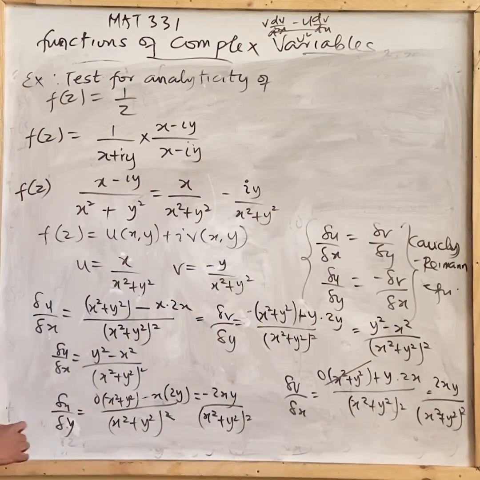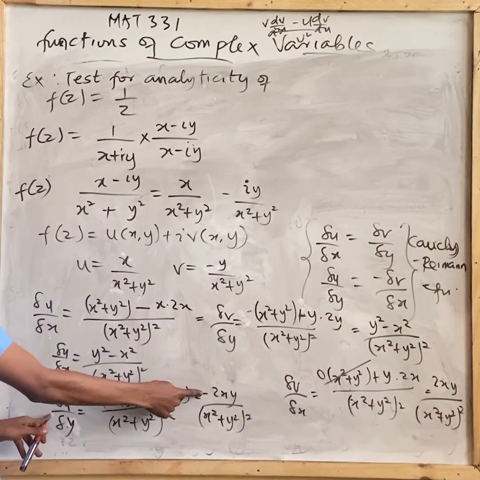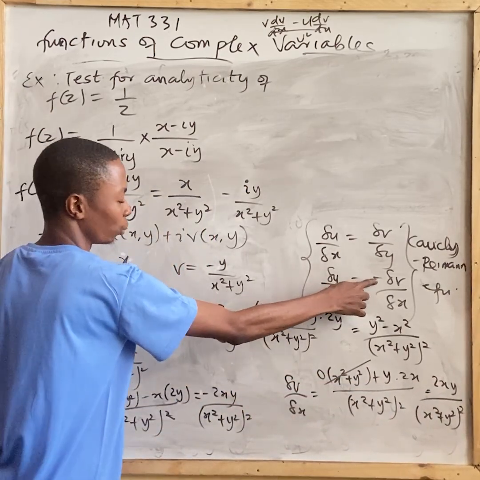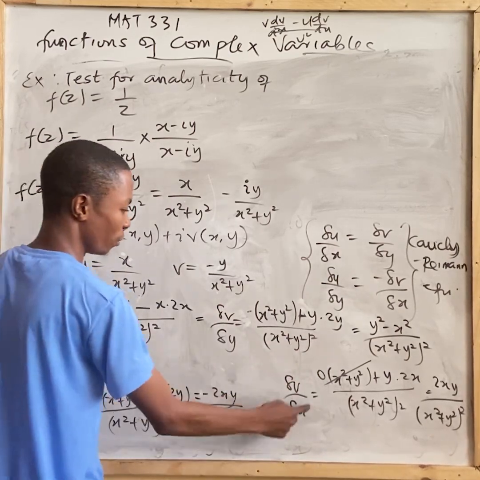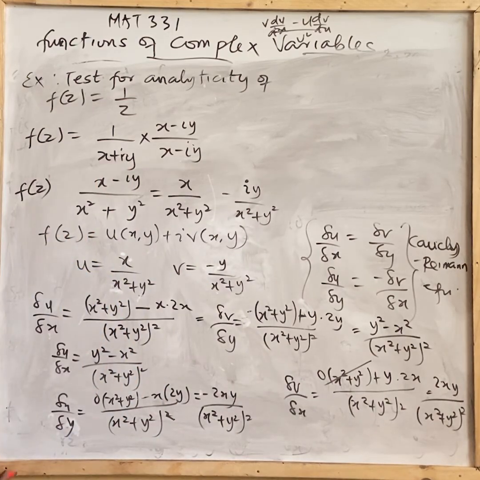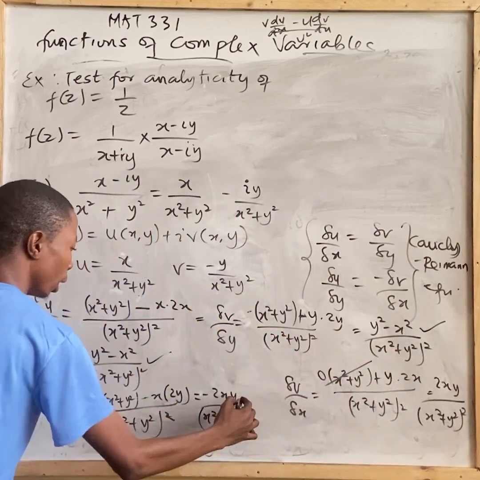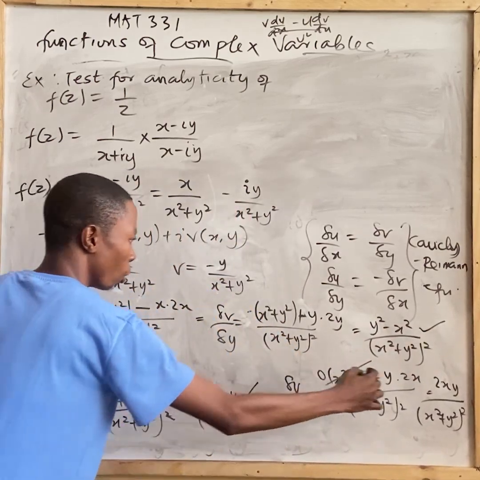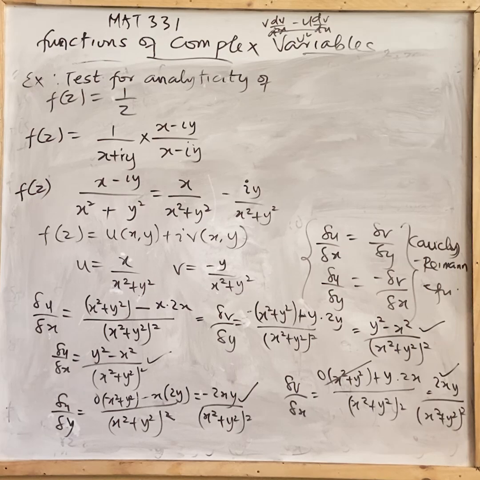So what do you observe? This one and this minus is here, so it has validated this one now. So du/dy is minus 2xy over the same denominator, dv/dx is 2xy over x squared plus y squared, all squared, which means that the partial derivative conditions hold. The first one is equal to this, and the negative derivative of the second one is equal to this. So it means that the function 1 over z is analytic. That is how we check if a function is analytic.